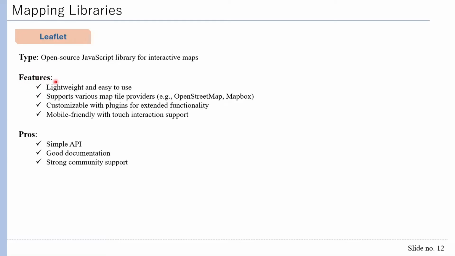The main features of Leaflet are that it is lightweight and very easy to use. It supports various map tiles like OpenStreetMap, Mapbox, and tons of others. It is highly customizable with plugins for extended functionality, and it is also mobile friendly with touch interaction support. The benefits of Leaflet are that it has a simple API, the documentation for the API is very good, and the community support is very strong.